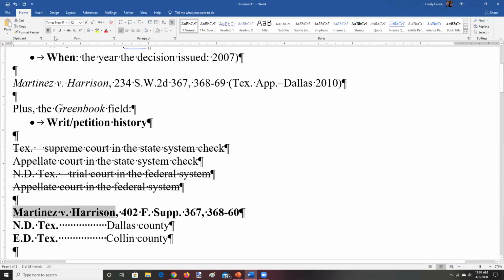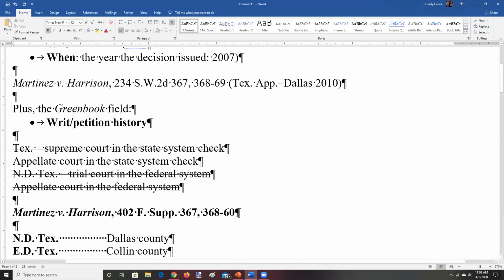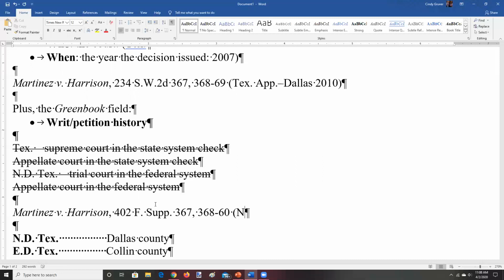Italicize Martinez versus Harrison. Again, I could be underlining all of these. The important thing is that whatever you choose to do, you do consistently. So now I have finished my pinpoint cite. I'm going to get rid of the bold just so no one can get confused. We do not bold Bluebook cites. I suppose if you were bolding that material for other reasons, you could bold the Bluebook cite, but that would be unusual. And now I'm going to put N.D. Tex. 2010.